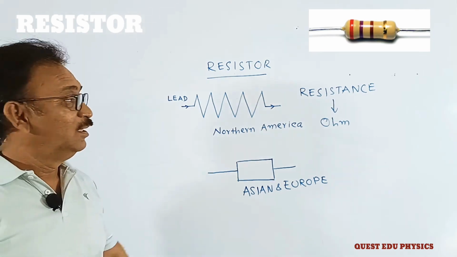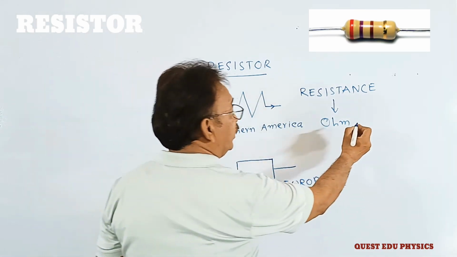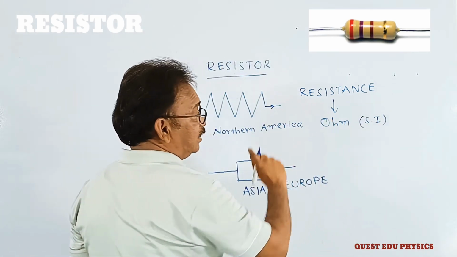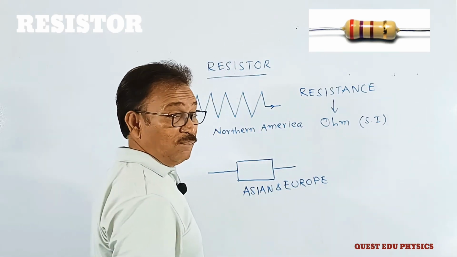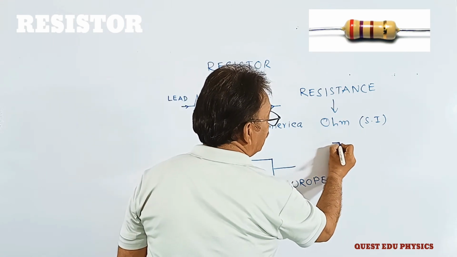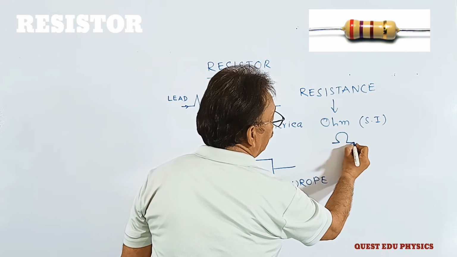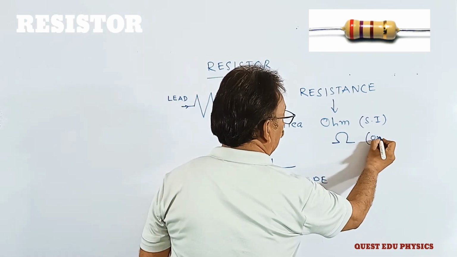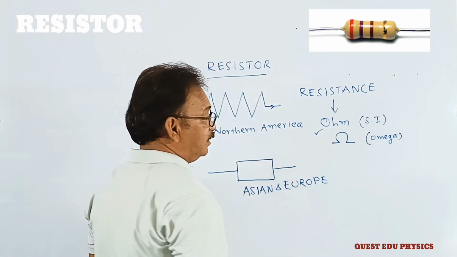Okay, students. This resistance is measured in ohm. Ohm is the SI unit of resistance. And it is symbolized like this, students. This is the symbol of the resistance. It is a Greek letter and we read it as omega. But here we are reading it as ohm.